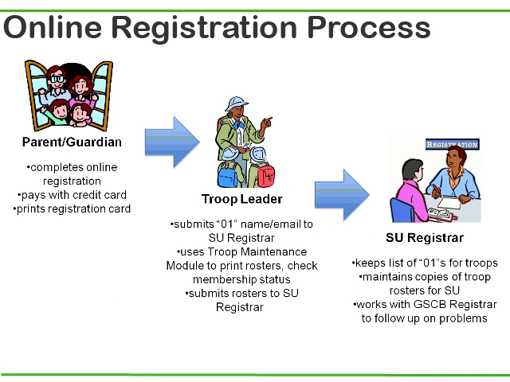This is what everyone's role is in the online or e-business process. Parent or guardian completes the online registration and pays with a credit card or debit card, and they're able to print out the registration card. The troop leader submits the O1's name and email to the service unit registrar, and then uses the troop maintenance module to print rosters and check membership status. Then she submits those rosters to the service unit registrar. The service unit registrar keeps the list of all the O1s for the troops, maintains copies of the troop rosters for the service unit, and works with the council registrar to follow up on any problems.